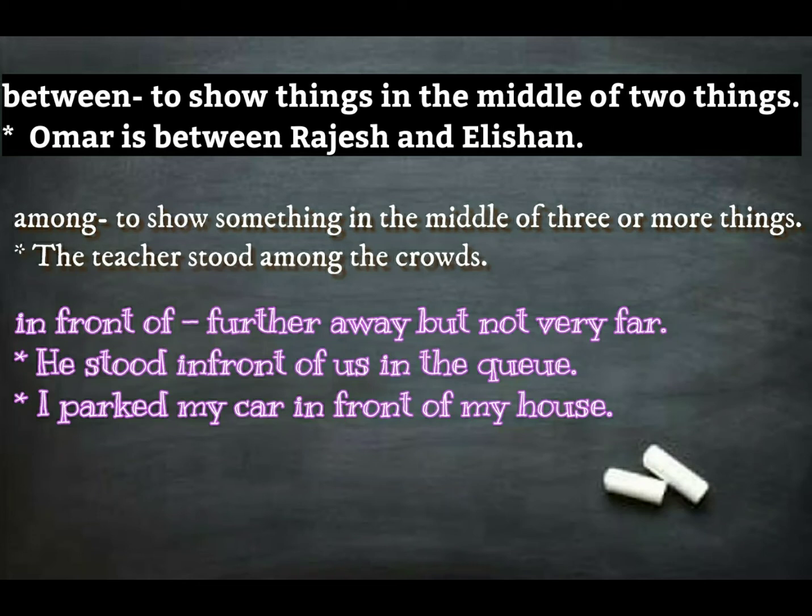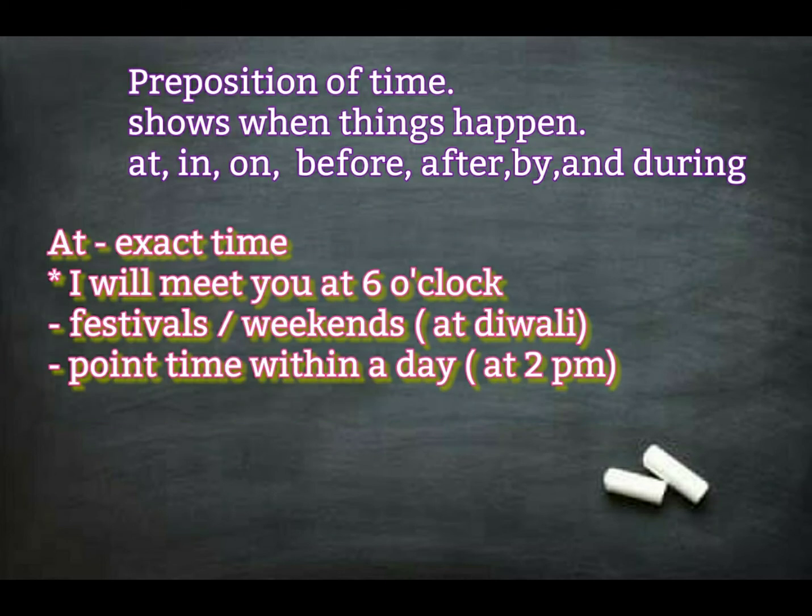Let us remember that it tells us about the location, the place or the position where the things or the person is. Next, the second type of preposition is the preposition of time. Here it shows us when things happened. Preposition of time shows us when things happened. Words such as at, in, on, before, after, by, and during tell us the time about when it happened.